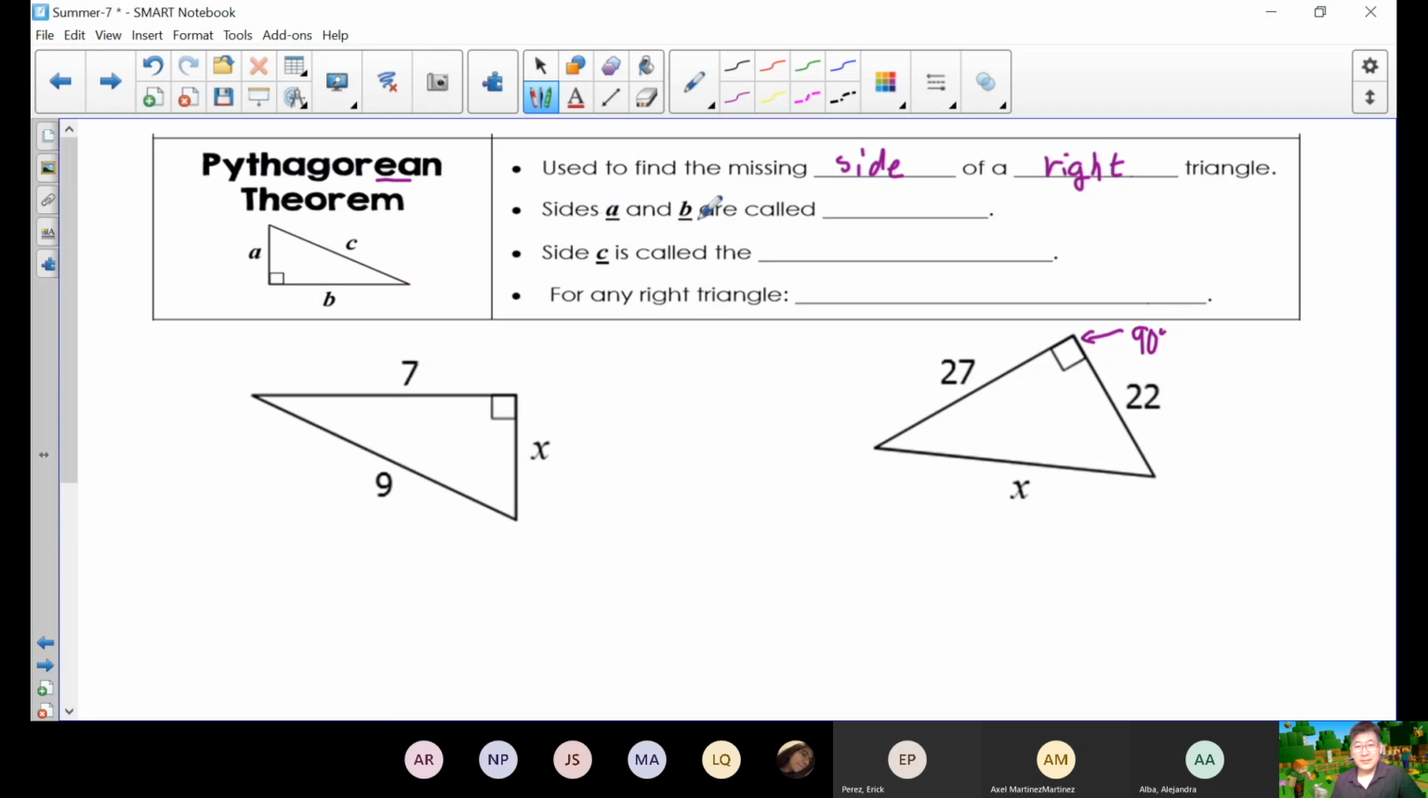This side is 90 degrees. A and B are called legs. C is called the hypotenuse for any right triangle, right? We can say A square plus B square equal C square. A and B are legs. C is the hypotenuse, the longer line, right? Longer line.